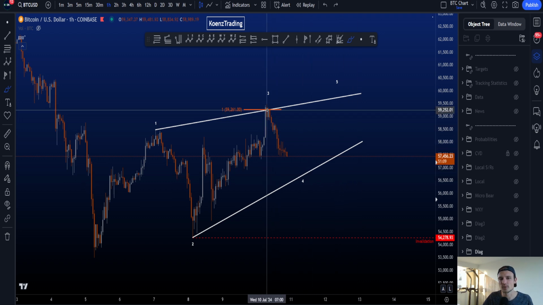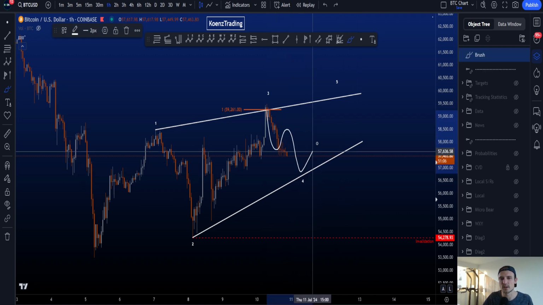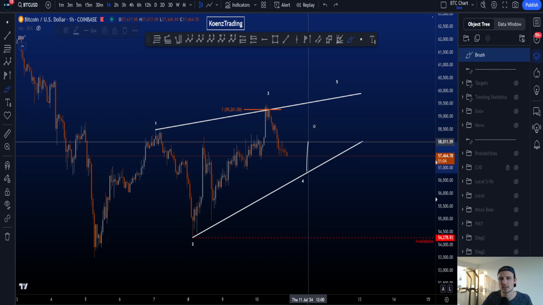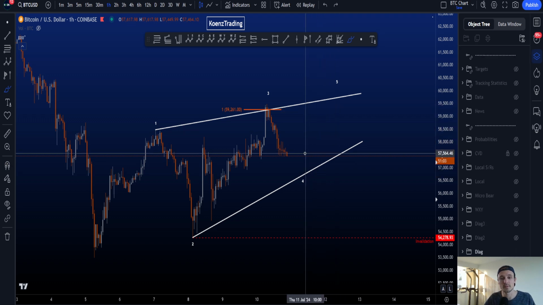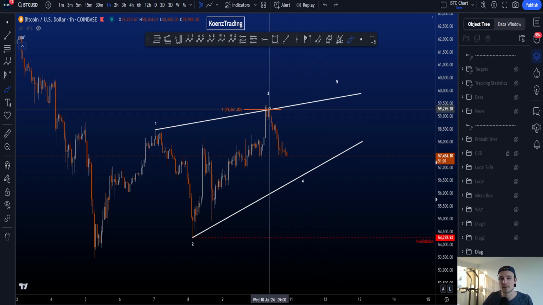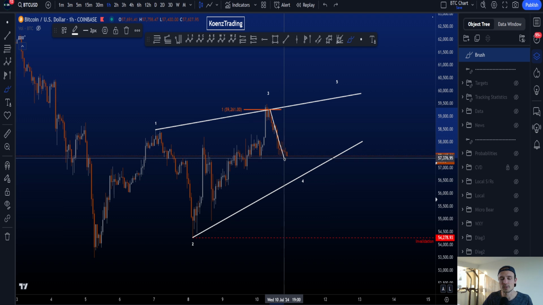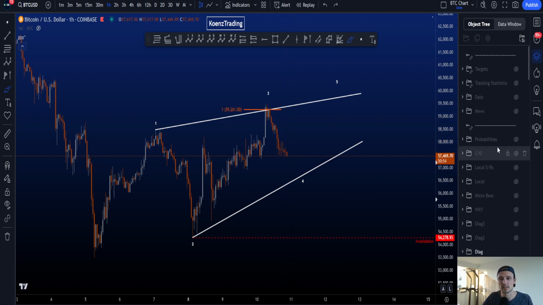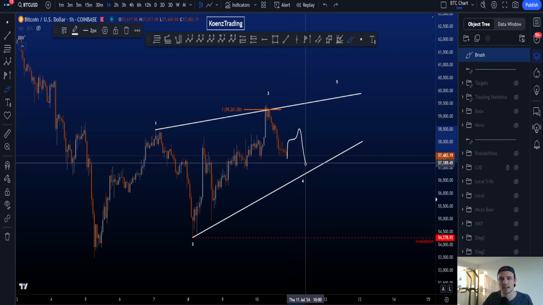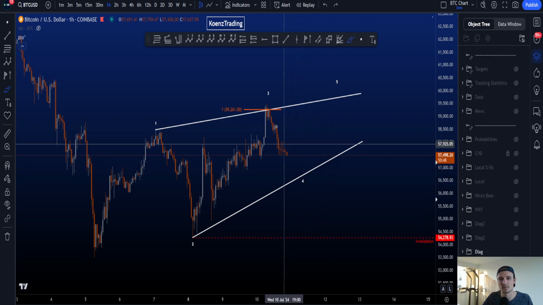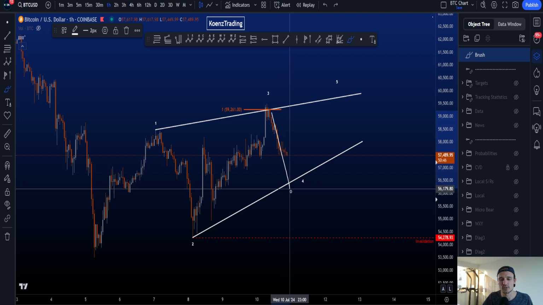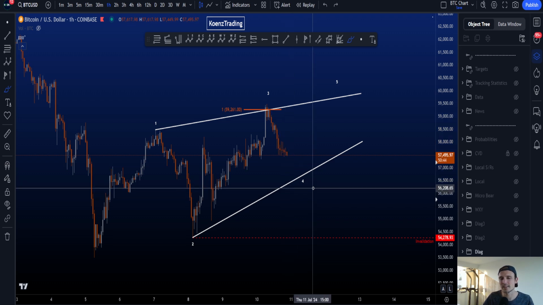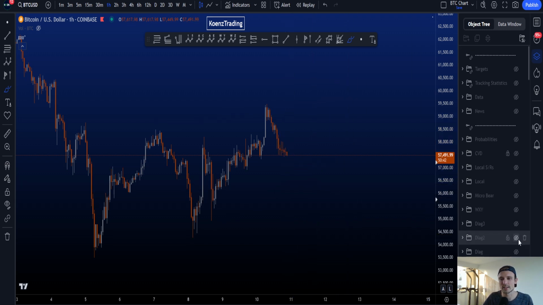Now in this scenario, you want to count a 3-wave move down in 4 and then another zigzag to the upside, 3-wave move up in a wave 5. In other words, if this move to the downside is going to be an impulse to the downside, which at the moment it looks like on the lower time frames, more about that in a second, we need to see a retracement and another move to the downside, right? If this move just continues to the downside like that, then likely this diagonal is going to be invalidated.